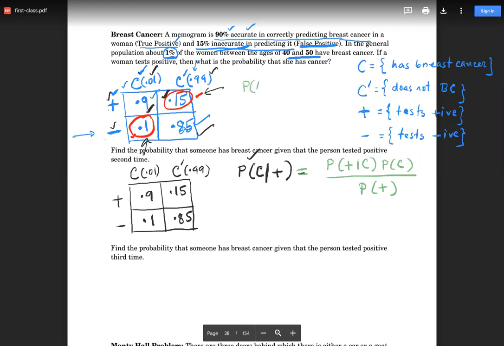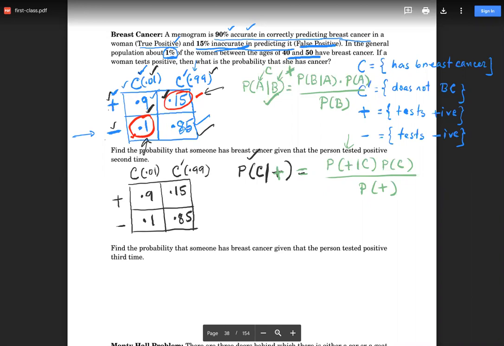The probability of A given B is the same as the probability of B given A times the probability of A, all of it divided by the probability of B. You can replace A by C and B by testing positive, okay? Then you will see that it comes down to this. I just took this Bayes theorem and put it here.